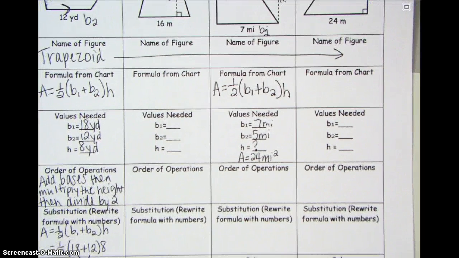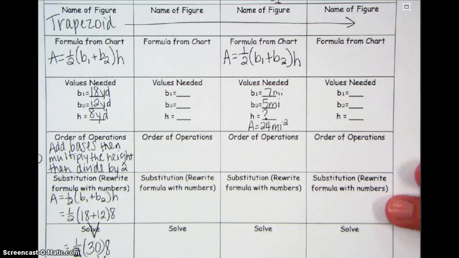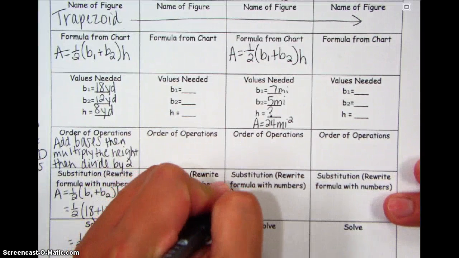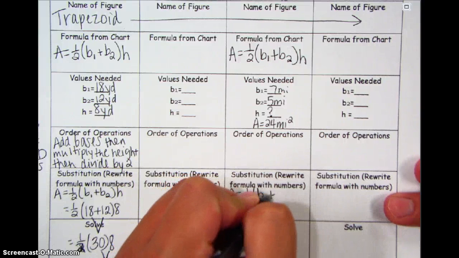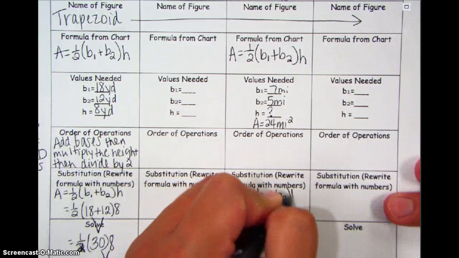I'm not going to fill in the order of operations on this one since we're going to have to work a little backwards and differently. But let's go straight to our substitution. So we'll write the formula one more time. Area equals half of my base 1 plus my base 2 times my height.